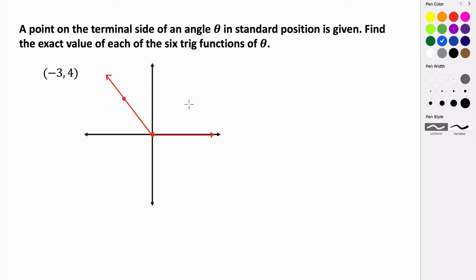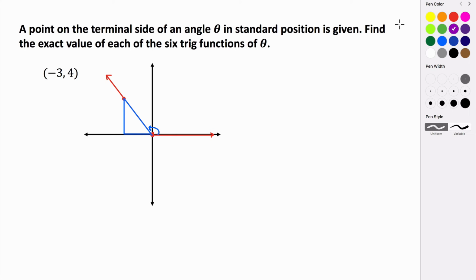Now, in order to find the trig functions of theta, of this angle, we need to construct a right triangle. So we're going to construct our right triangle here. So we have a right triangle. And let's use this right triangle to help us find our trig values, the values of the sine, cosine, tangent, secant, cosecant, and cotangent.